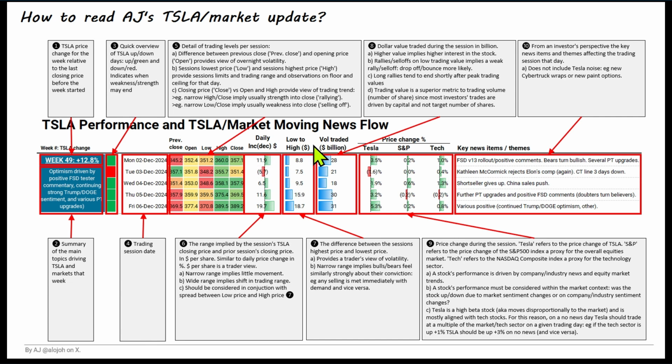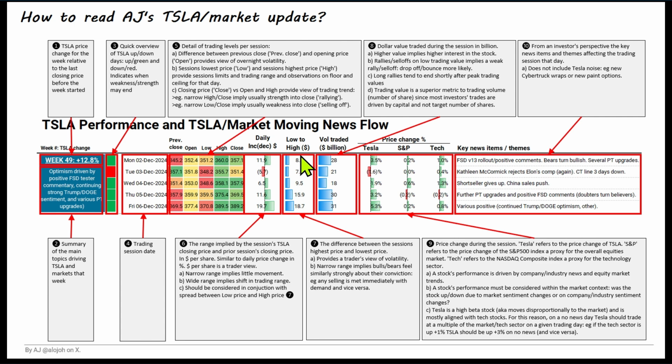So if we go to the next analytics, which is the low to high range. The low to high shows you the difference between the highest price achieved on a trading day and the lowest price. On this trading day, this was $8.8. And what this tells you is how similar the bears and the bulls are in their conviction.